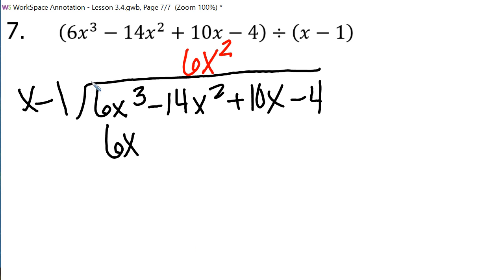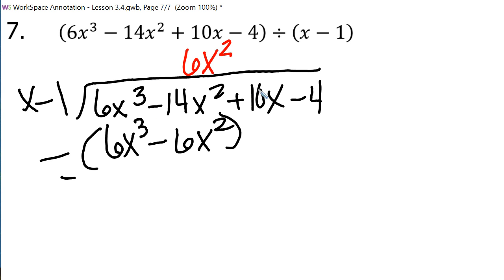6x cubed. X squared times x is x cubed. And what is 6x squared times negative 1? Negative 6x squared. And once I have those, what do I do next? Subtracting. How do we get cubed? Because x to the second times x to the first is x to the third. When you're multiplying, add those exponents.